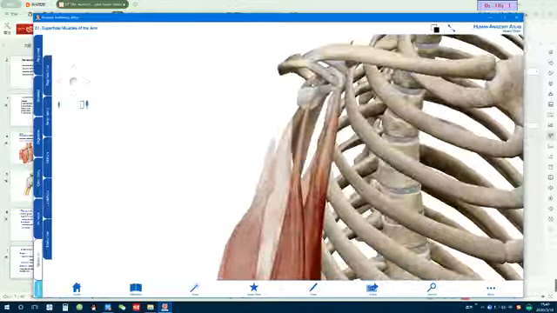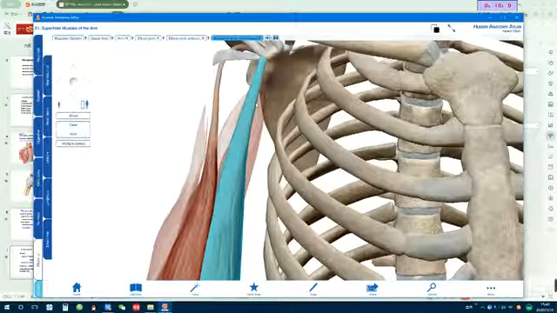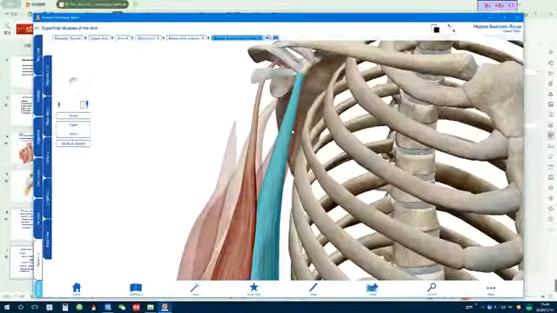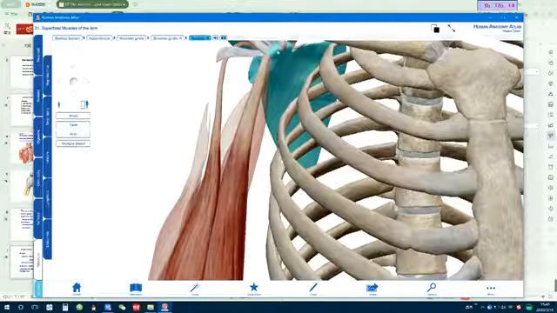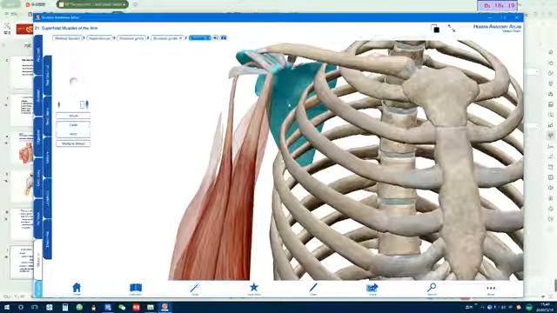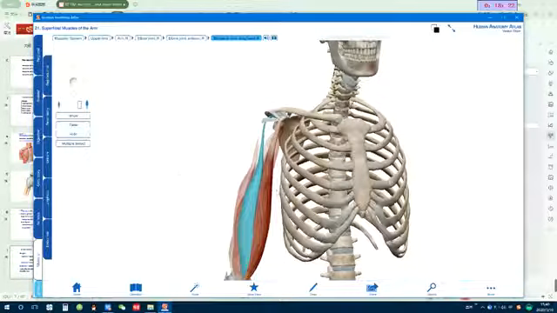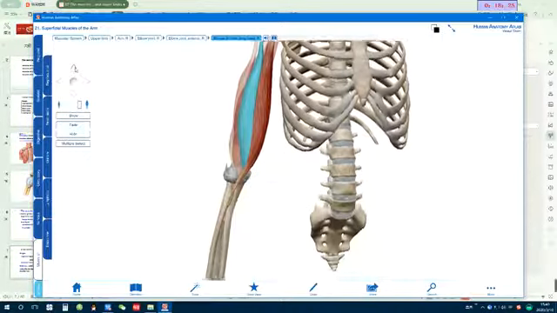Then it goes downward along the humerus and in the shoulder capsule. And this one is the short head because it's shorter than the long head. It's from the coracoid process. Okay? And then the two heads will form one muscle.